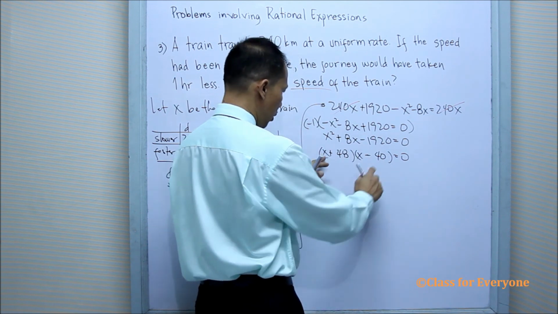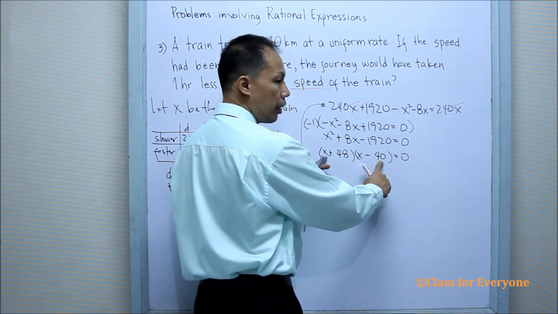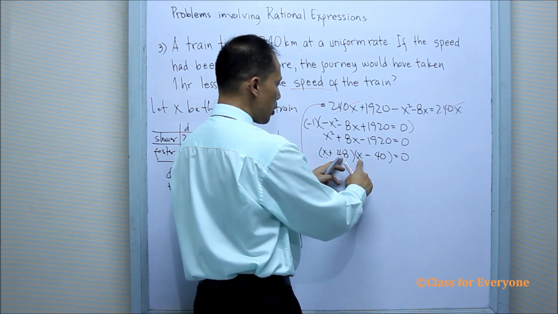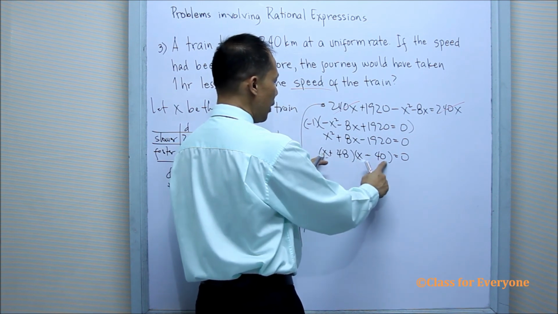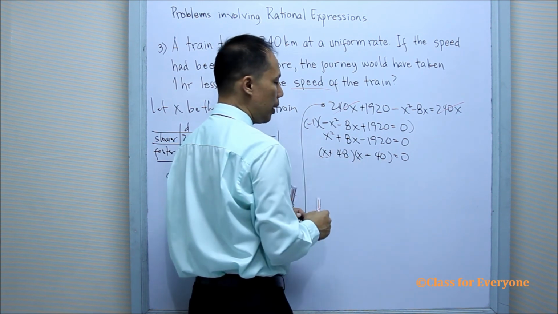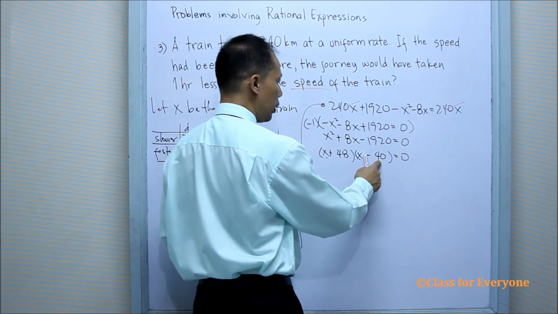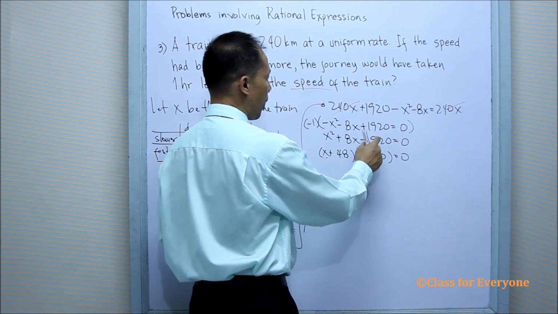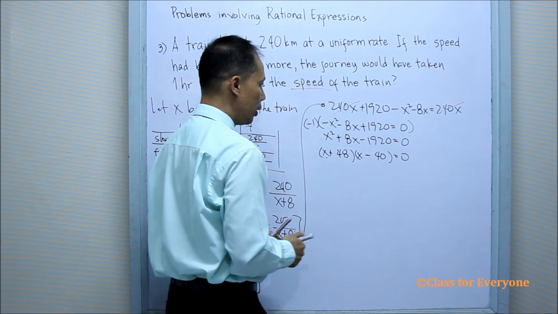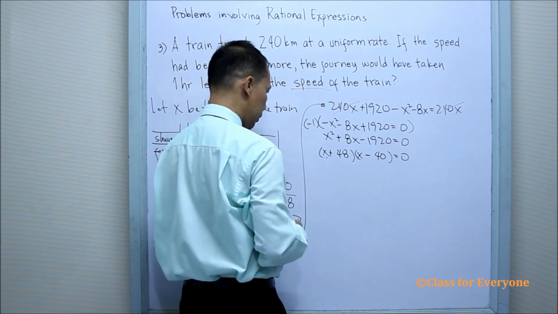Now let us check. x times negative 40 is negative 40x. 48 times x is 48x. 48x minus 40x is positive 8x. 48 times negative 40 is negative 1,920. Now our factors are correct.